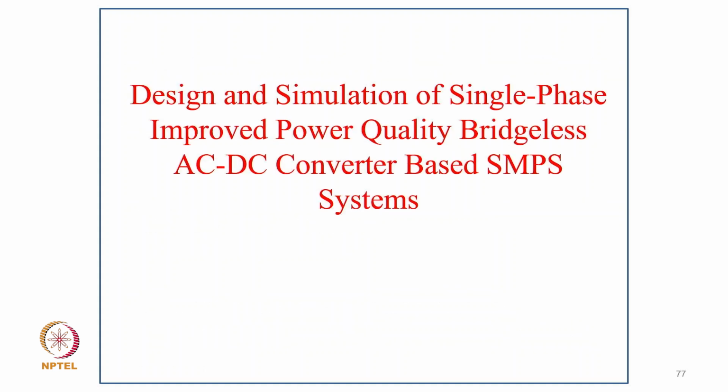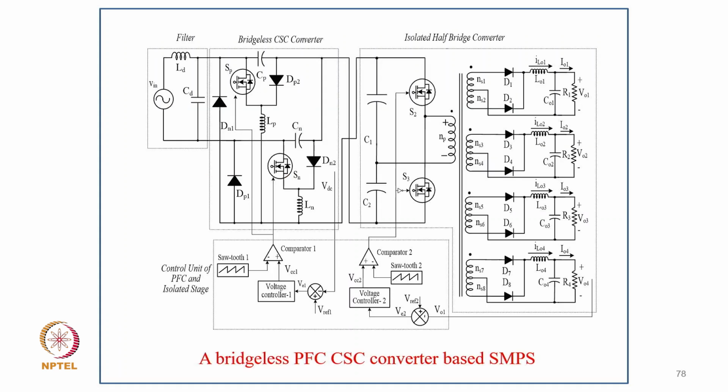Now coming to design and simulation of single phase improved power quality bridgeless AC/DC converter based switch mode power supply. So you can see here, we don't have a diode bridge. What we have here are two canonical switching converters, one for the positive half cycle and another for the negative half cycle. We don't completely eliminate the diode bridge, but we typically eliminate almost half the number of devices.